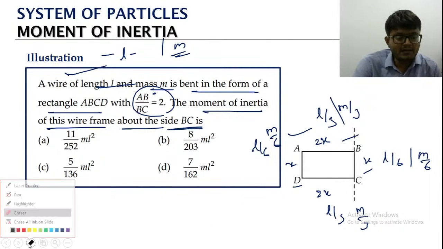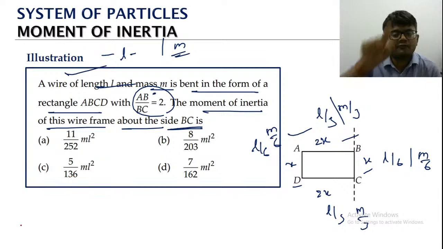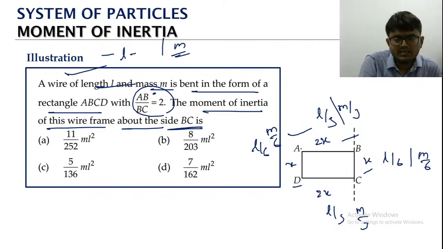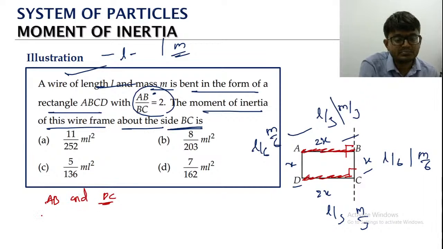It's a rectangular frame, but the way we visualize it is like 4 rods. This is like one rod, AB. BC is like another rod. Both are identical, by the way. Now the axis is passing through the side BC. That axis is like both AB and DC, right? Both of them are like rods with axis.